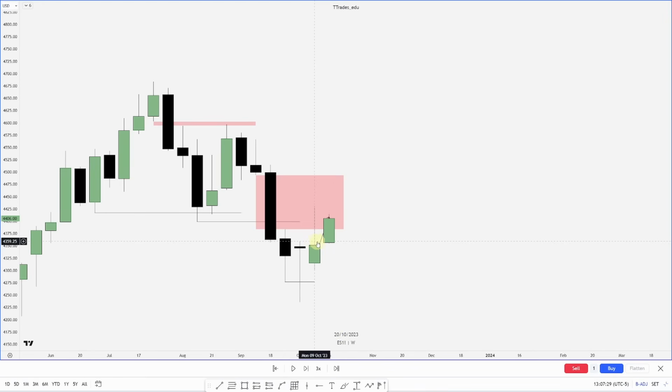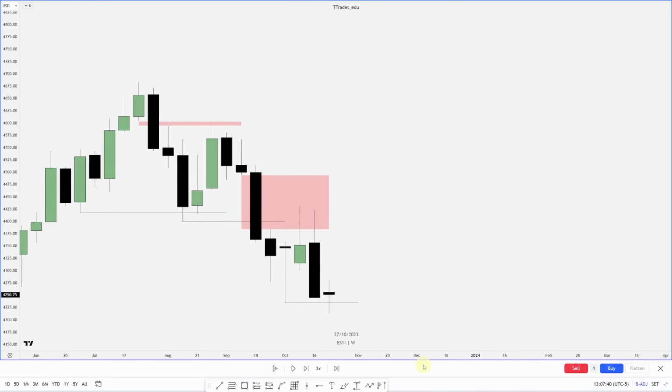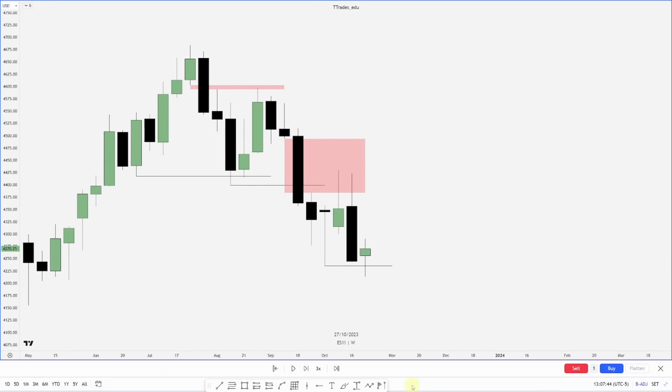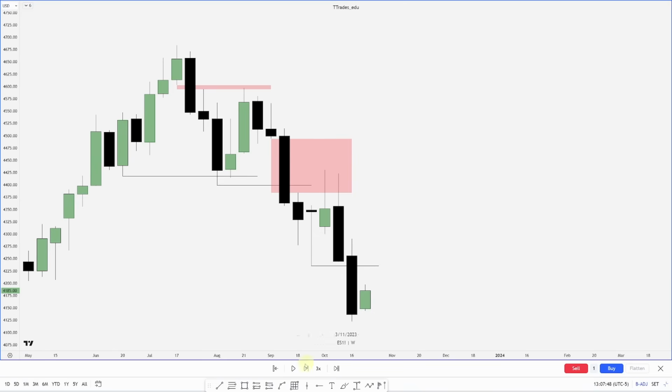So now we reach into the internal liquidity. If we continue to respect this, and we're going to go lower, where are we likely to reach for? External liquidity. Now we reach this external liquidity. Do we have a fair value gap? No, not yet. Okay, now we do have a fair value gap.